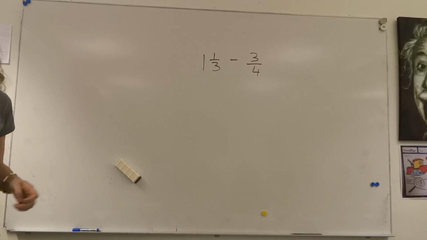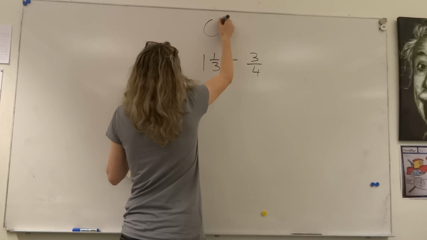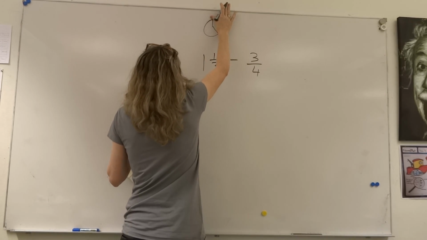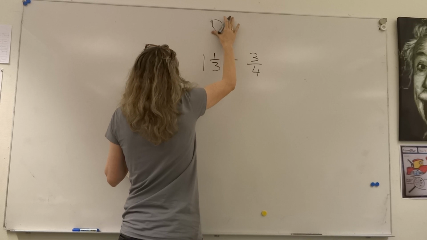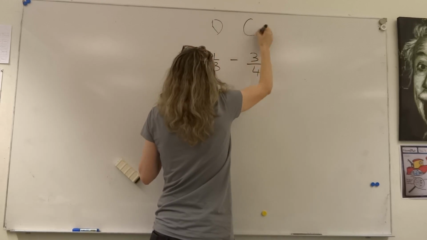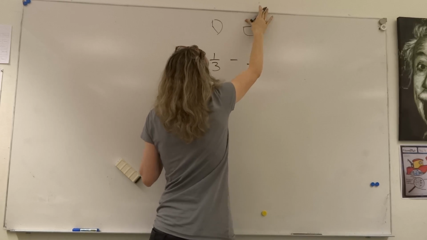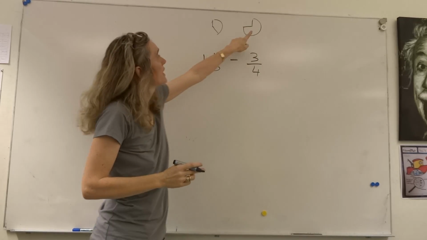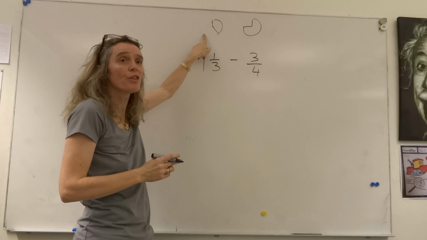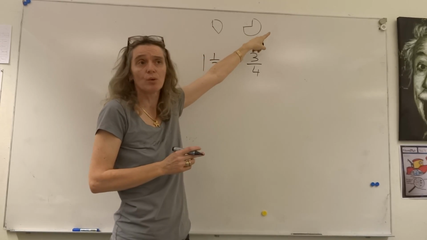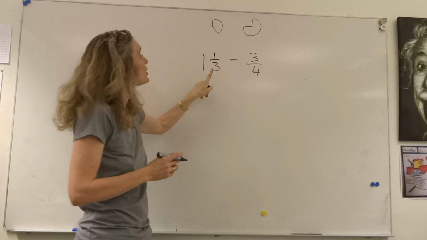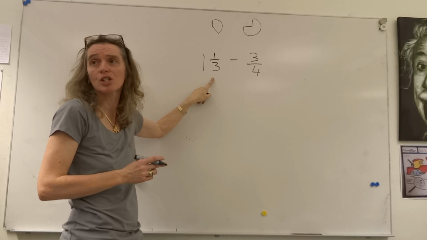Well, if we just think in terms of fractions, here we've got 1/3, which is just that part of the circle. And here we've got 3/4, which is that part of the circle. We can't take 3/4 away from 1/3, because 1/3 is too small to take 3/4 away from. So let's change this one to an improper fraction.